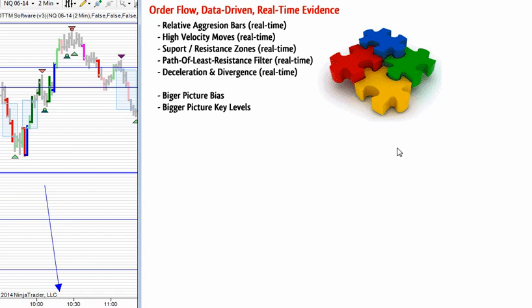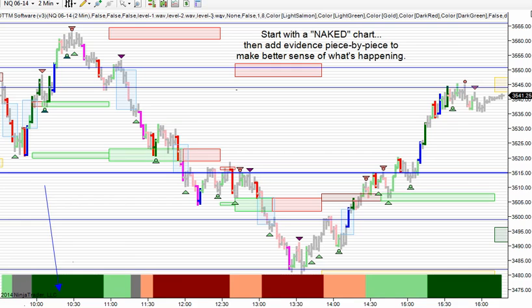Okay, so again, we've talked about bigger picture, deceleration, relative aggression and high velocity. Now let me put on the filter, and then I'll talk about the support resistance zones. Okay, so the filter here is down at the bottom of the screen. You can see that when we start to have some extreme buying, our filter went green. We started to get some pretty good selling, our filter went red and dark red.